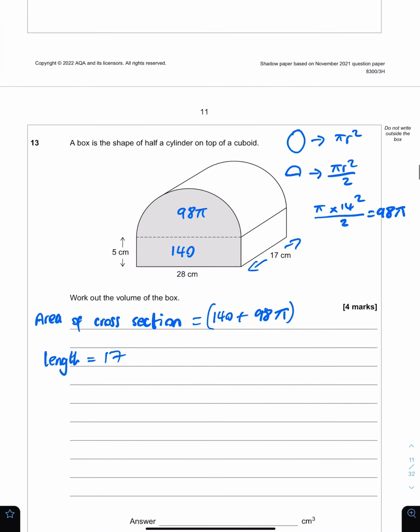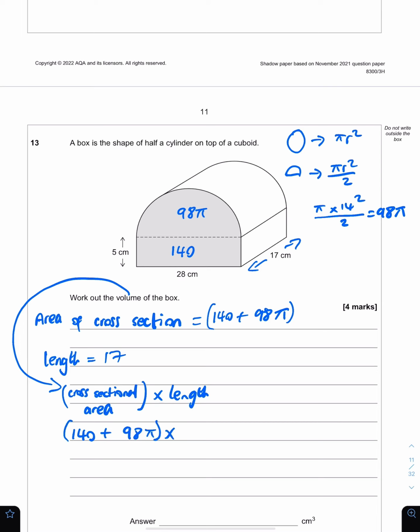So to work out the volume of a prism, well, it's area of cross-section. It's another way they write area of cross-section. That times by the length. So that's just going to be 140 plus 98 pi multiplied by 17. And let's just work that out. So we've got 140 plus 98 pi times by 17.